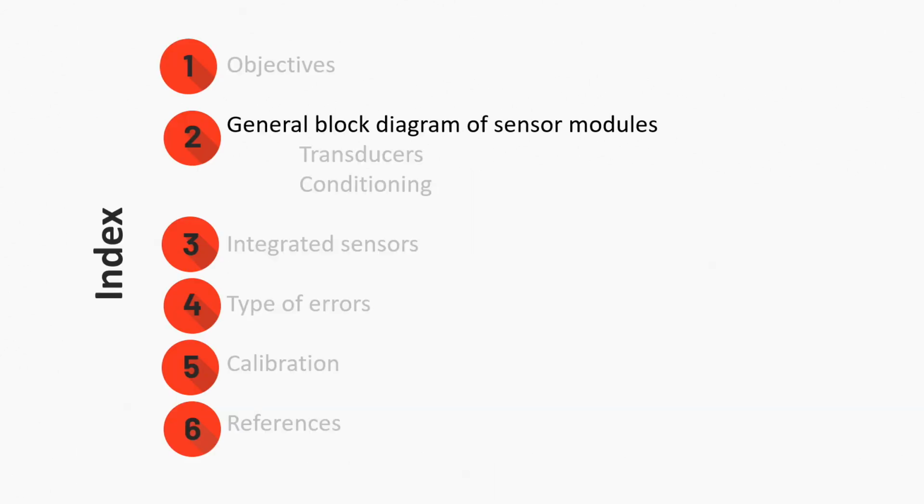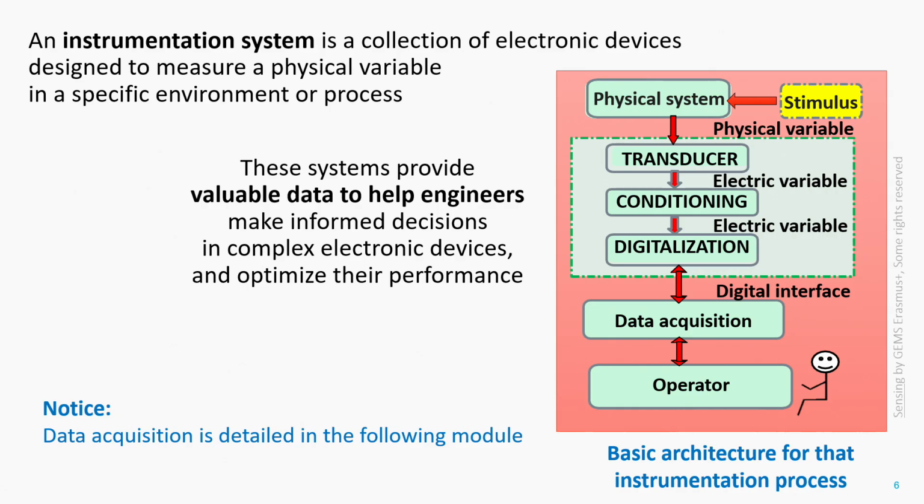We can now go further into the description of the general block diagram in a sensorial module. As you can see in the slide, and it is described here, an instrumentation system is a collection of different electronic devices that are put together in order to measure physical variables in a specific process. They are really important in order to help engineers to make complex electronic devices.